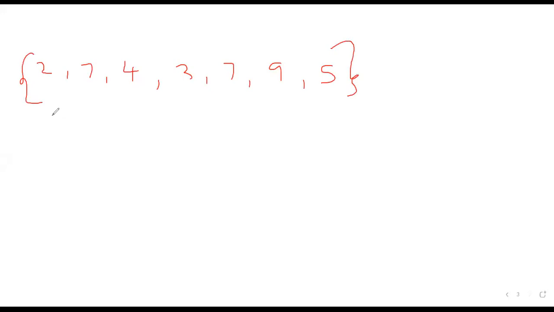So we have 2, and then 3, 3, then 4, 4, then 5, then 7, then 7, then 9. 1, 2, 3, 4, 5. 1, 2, 3, 4, 5, 6, 7.